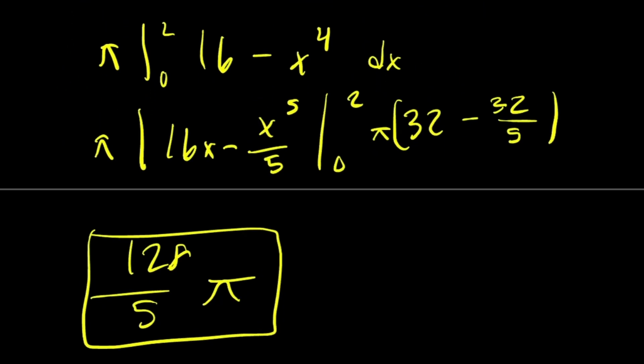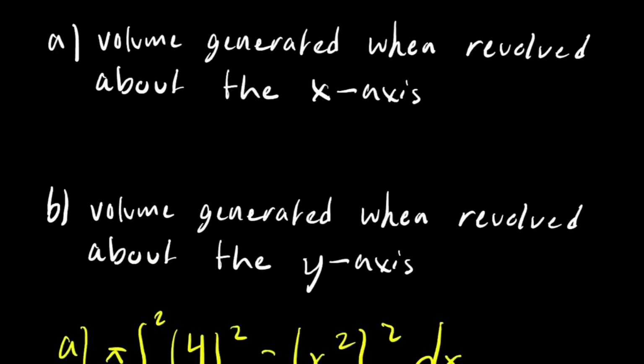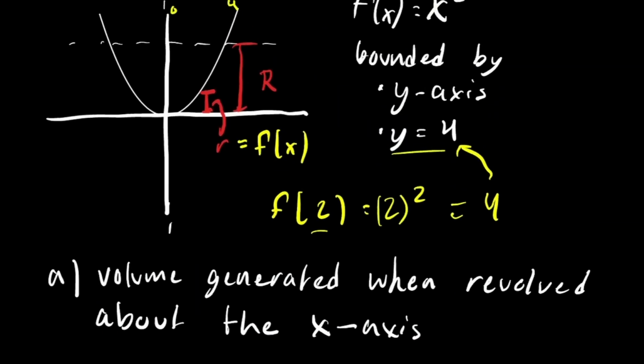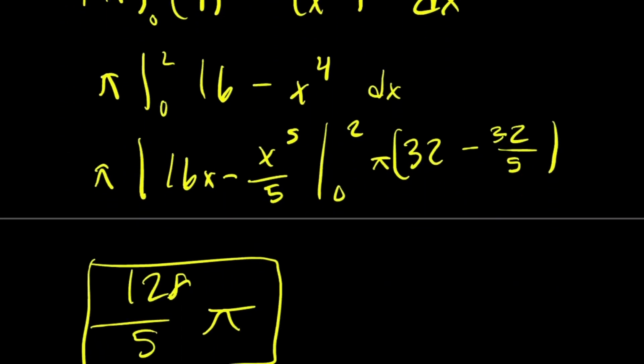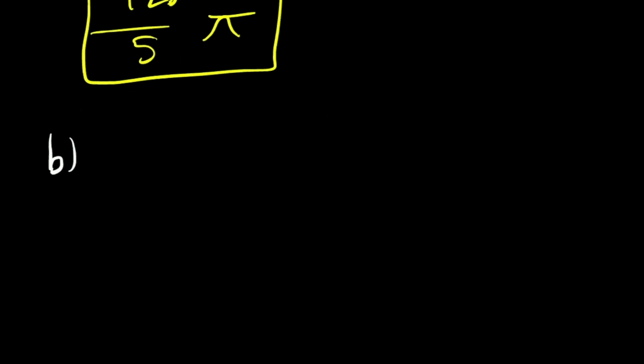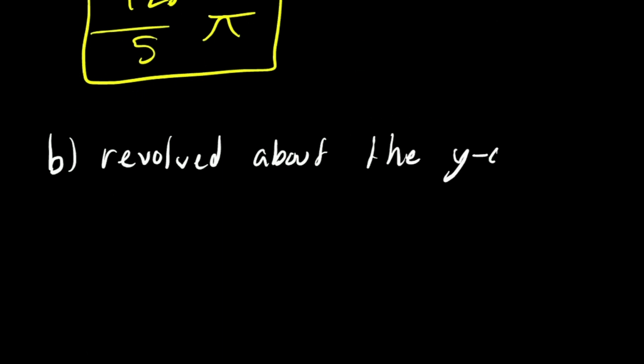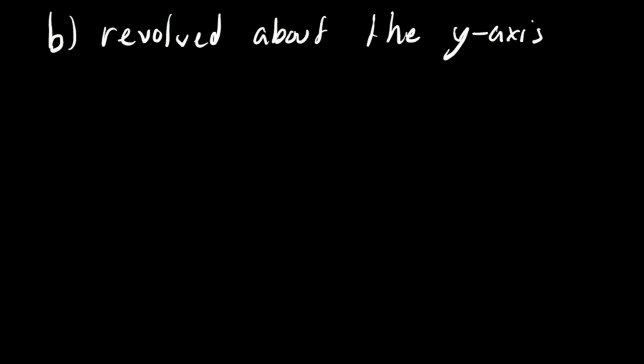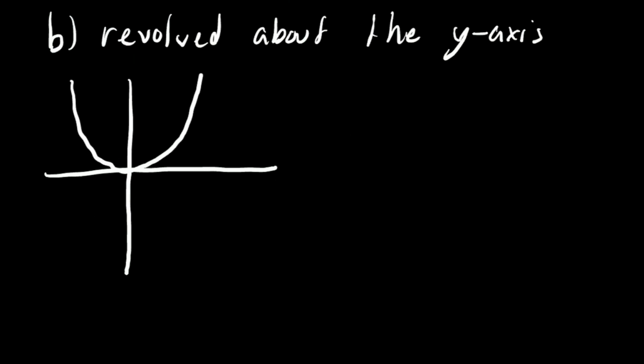So that's how you get A. And that's stuff that we've been doing. A little more complicated because you have to think about what your R's will be. But we'll move on to B, which is asking an entirely new question. So, revolved about the y-axis. So we'll draw it again. So it was bounded by y equals 4.